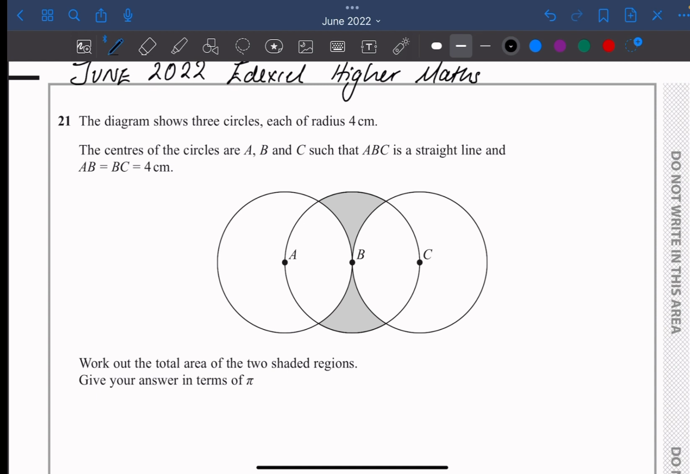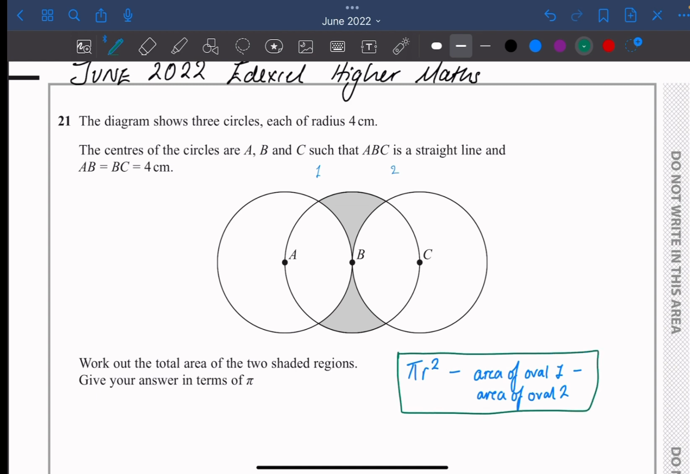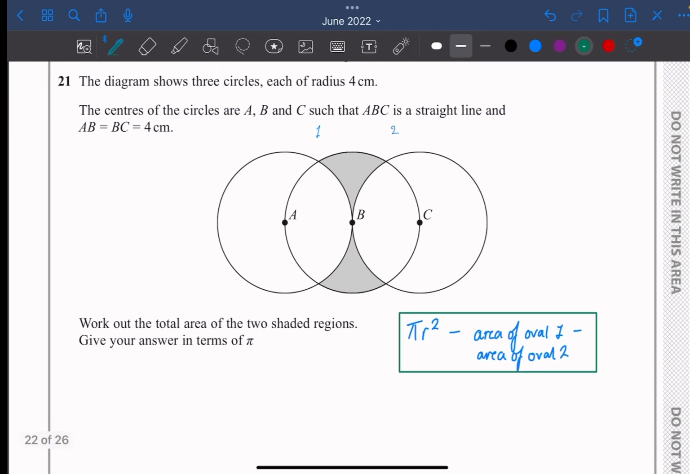So we find the area of the circle, which is pi r squared. Put it up here. Minus, let's call it oval 1 and oval 2. Minus area of oval 1, minus area of oval 2. That gives us our answer. So this is our blueprint for how to answer the question.